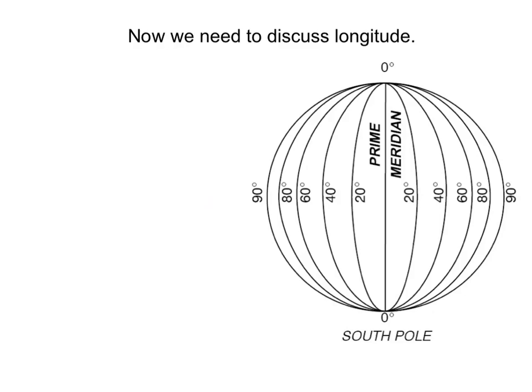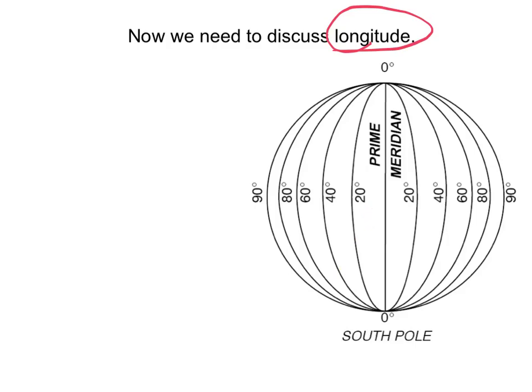Now we're going to look at a different set of lines running vertically on the Earth, and these are called lines of longitude. And once again, here you can see the various lines of longitude, and right here you see the most important line of longitude, the prime meridian. It works just like the equator did, as the line that orients us.